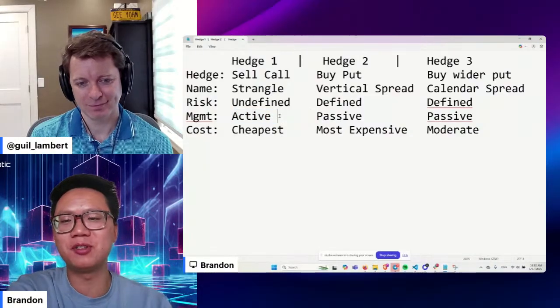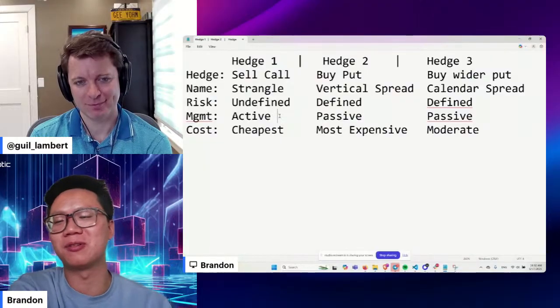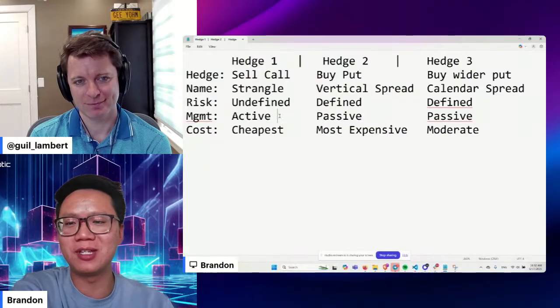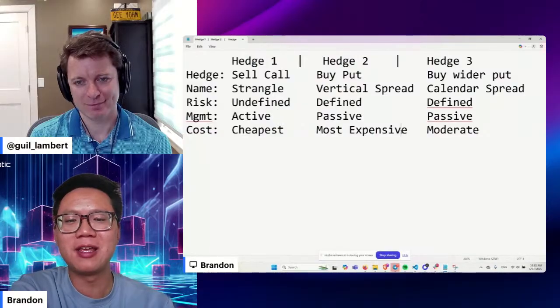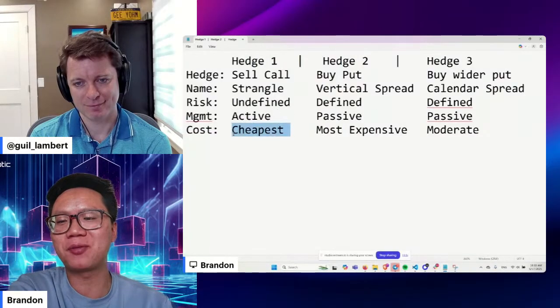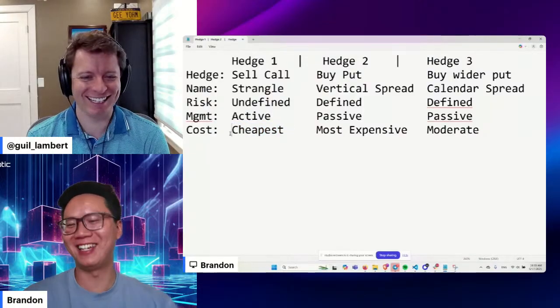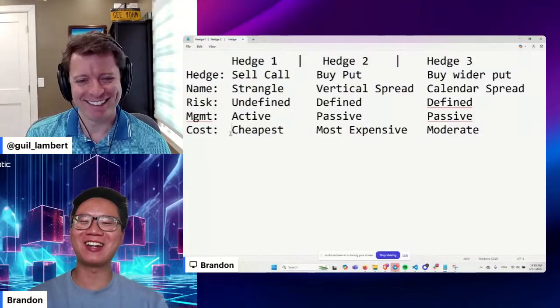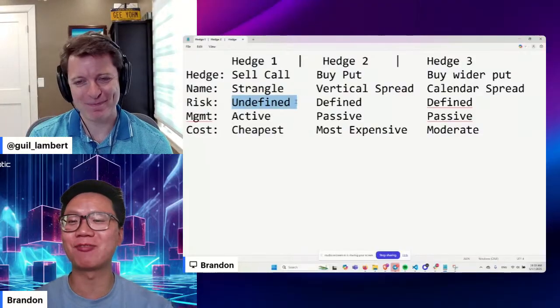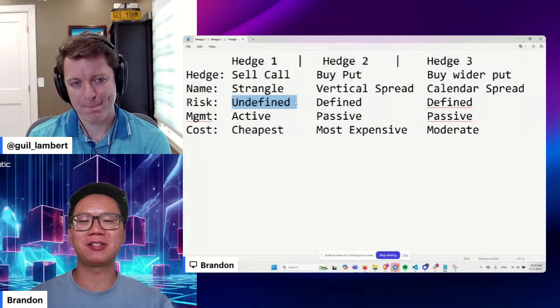As the delta moves, you need to sell more options or close out your original options and move them, as Guillaume showed us. The overall cost of these hedges is going to be the cheapest for hedge number one. In fact, you get paid more. You get paid negative cost. So great payment, but you're suffering more risk potentially on the outside.